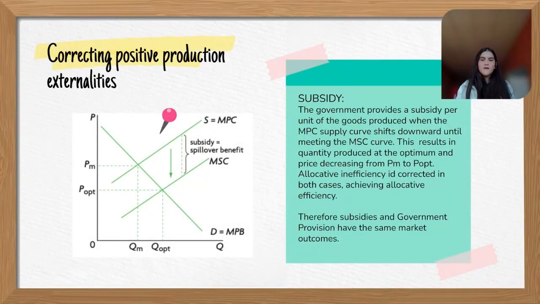As mentioned before, there are two ways of correcting positive production externalities. The second one is a subsidy. This is when the government provides a subsidy per unit of the good produced, and the MPC supply curve shifts downward, meaning to the MSC supply curve. This results in quantity being produced at the optimum and price going down from PM to the optimum price. Allocative inefficiency is corrected in both cases, achieving allocative efficiency.